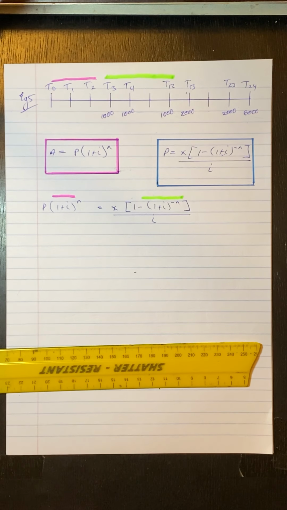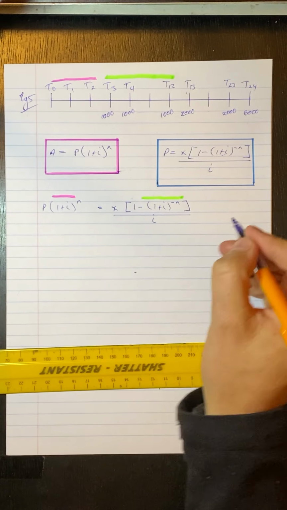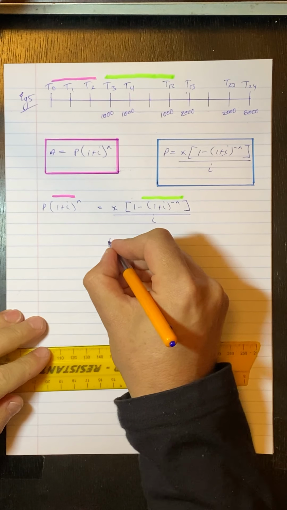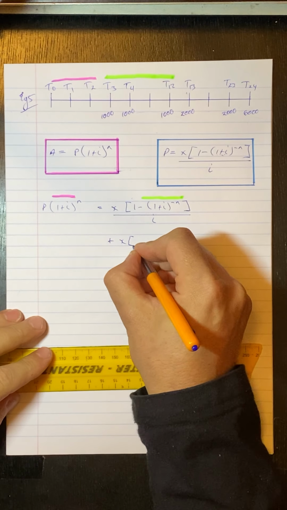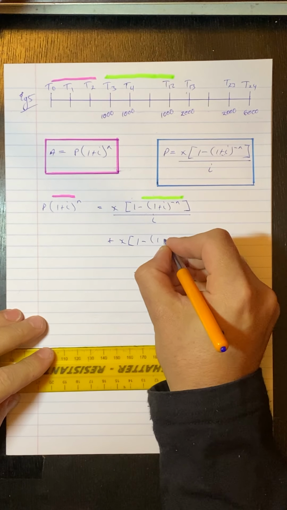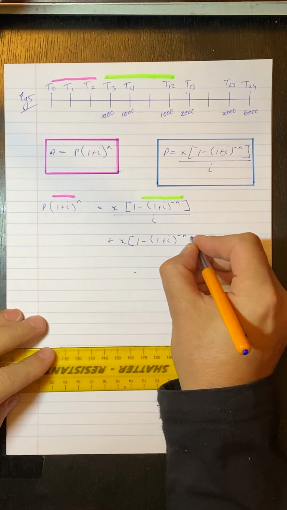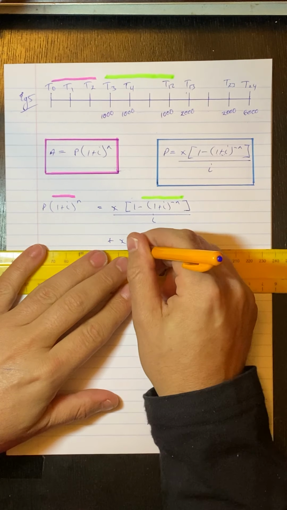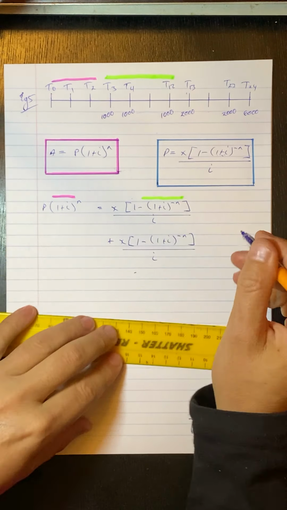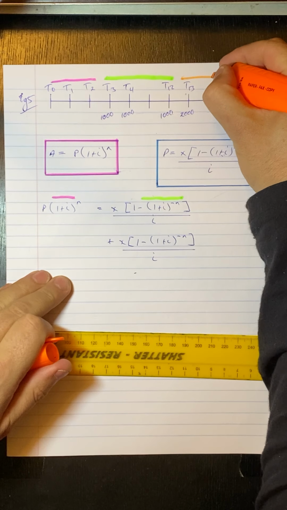All right, then plus, sorry, not equal, plus our next bit, which is your x times (1 minus (1 plus i)^-n) over i. This is going to be our 2,000 Rand bit. Okay, so let's do it in this color here. So we've got our 2,000 Rand bit going up to there.